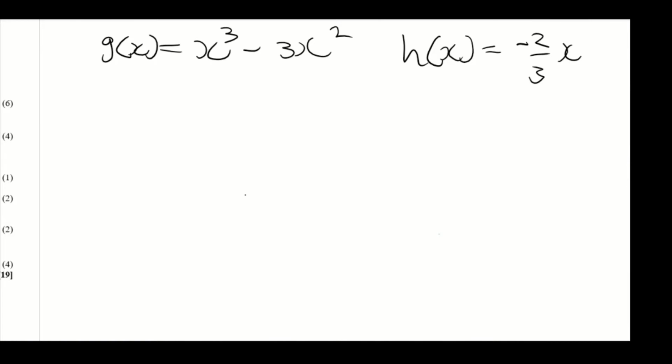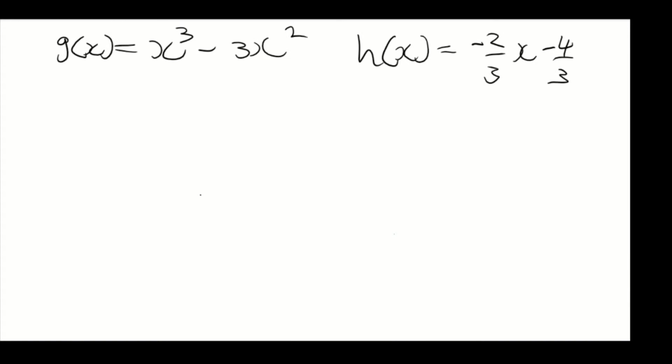So the graph of g of x is equal to x cubed minus 3x squared, and the graph of h of x is equal to minus 2 over 3 x minus 4 over 3. So we are asked to determine whether the graph of h of x intersects with the graph of g of x at its point of inflection. So for us to solve this problem, we must first find the point of inflection of the graph of g.